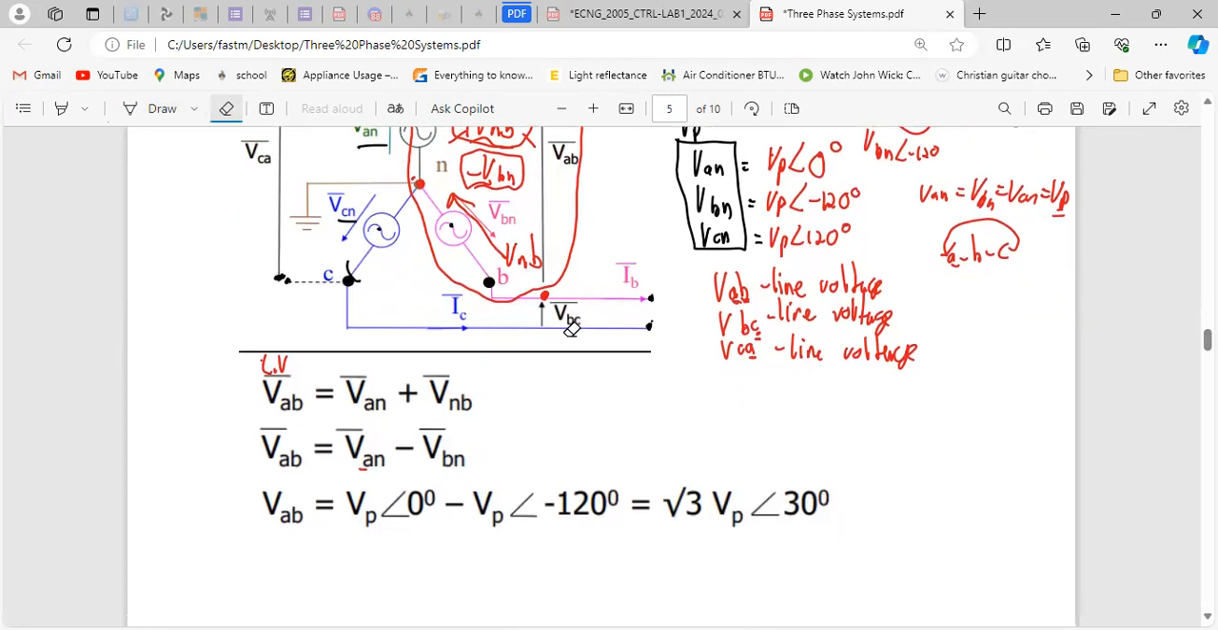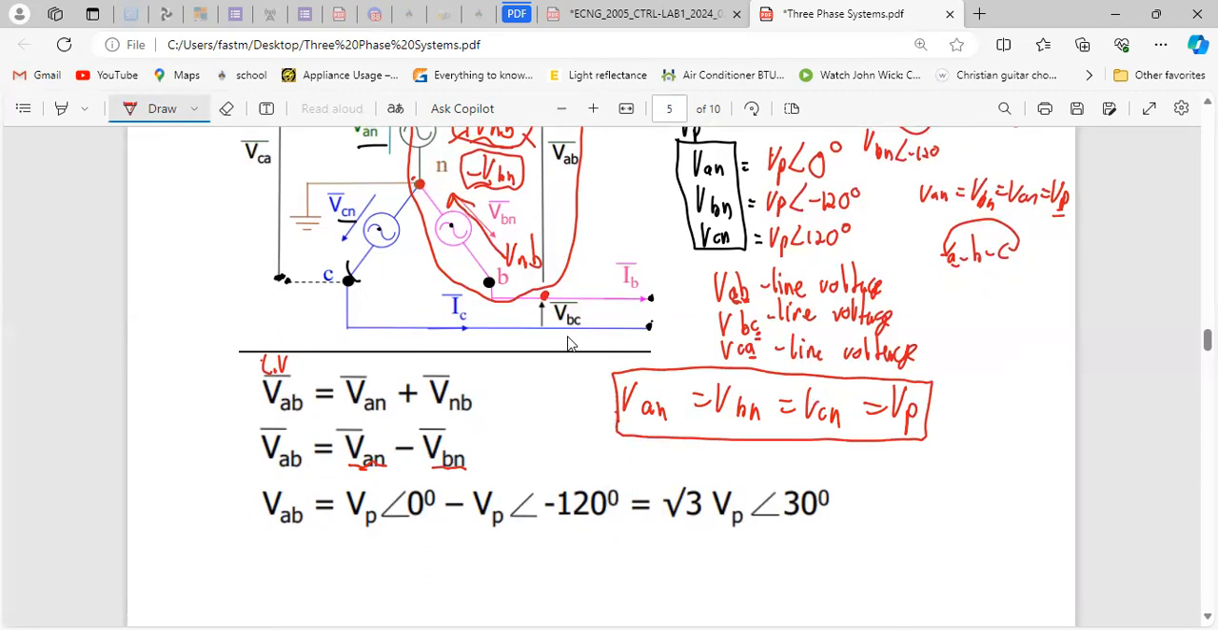So, VAB, remember I told you, you can just use the phases. VAN is VP and VBN is VP. Like I told you before, VAN, VBN, VCN are each equal to a phase voltage, because it's a balanced supply. The voltage in each phase will be the same. Just remember that. So you can replace with VP.